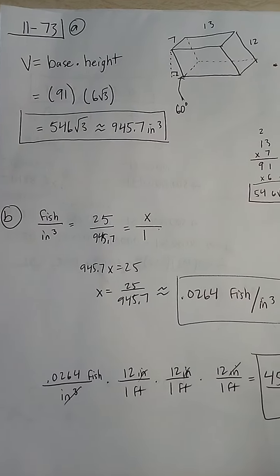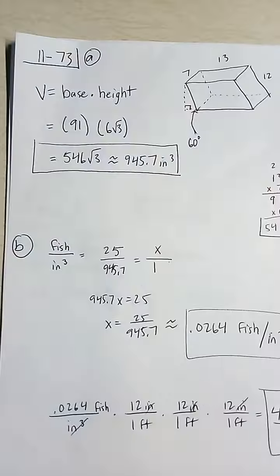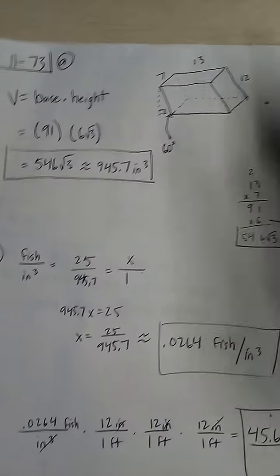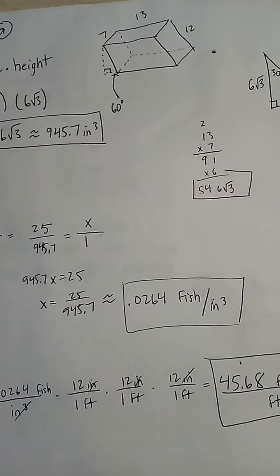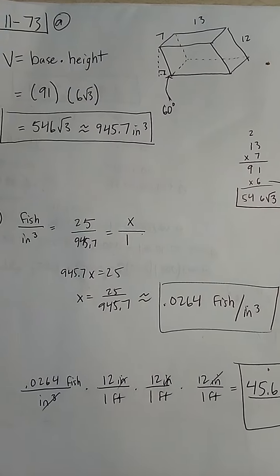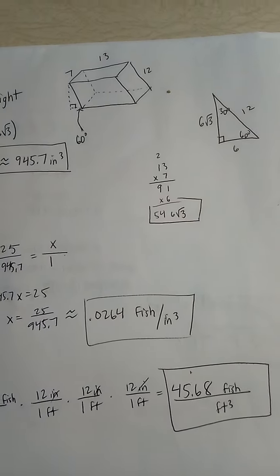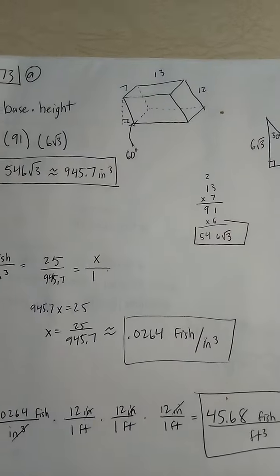Here's integrated 3. This is problem 11-73. And it's about a fish tank, and it's oblique, which means it's kind of squished. And it wants the letter A, the volume. So volume is base times height. So the base is going to be a rectangle, and the rectangle is just 7 by 13.